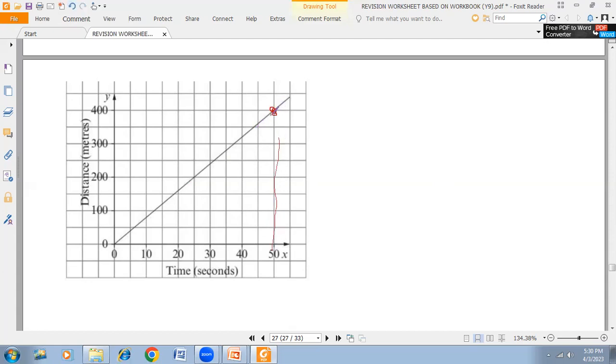The time taken is 50. The distance is 400, right? So 400 meters divided by 50 seconds. This one you have also learned in your physics, if I'm not mistaken, year 8. So 400 divided by 50 is 8. So the answer is 8 meters per second. This is the gradient.